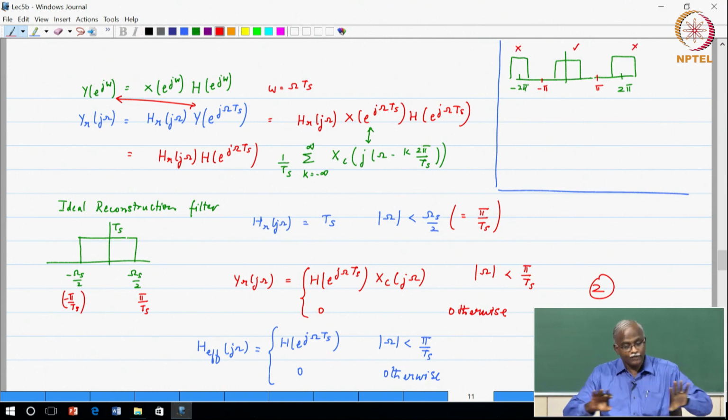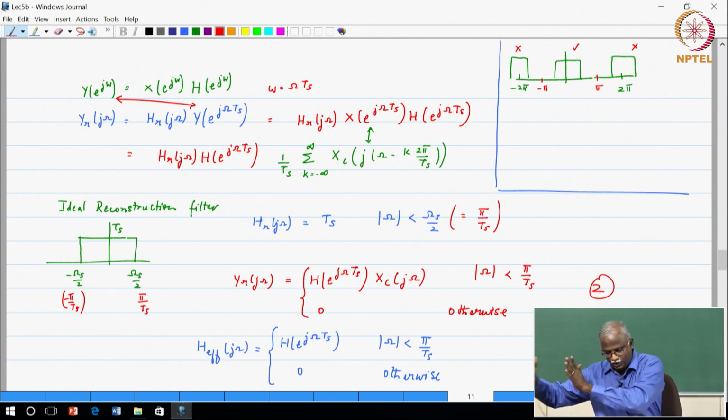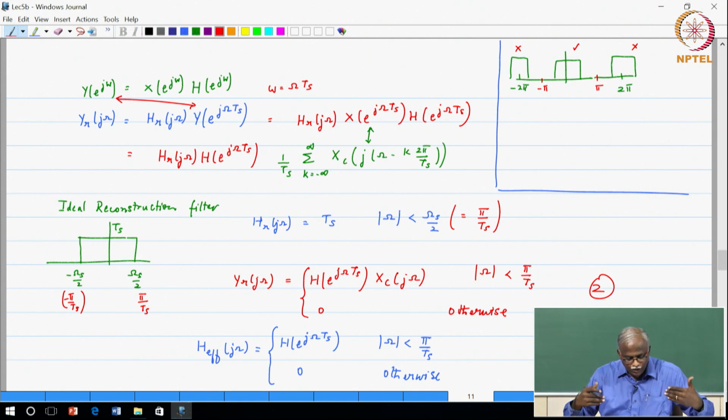So, I have a discrete time filter which is a low pass filter which has got periodic repetitions of its spectrum, but through the process of reconstruction I have removed the other copies, and what is left for me is only the central or the main component. So, it now behaves not like a discrete time filter, but as a continuous time filter whose overall transfer function is H effective of j omega.